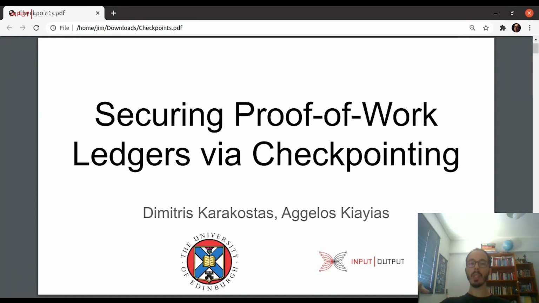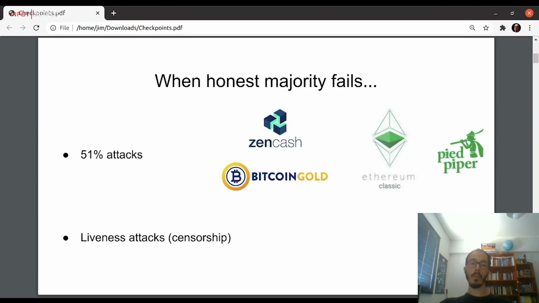In this video, I'm going to talk to you about how to secure a ledger, and more specifically a proof of work ledger, using checkpointing. And when I say secure it, against what? The problem with distributed ledgers is what happens when the honest majority assumption fails. That means when the majority of people that participate in proof of work and secure the system turn against it and become adversarial. The most common type of attack in that case is 51% attacks, or as we call them, double spending attacks.